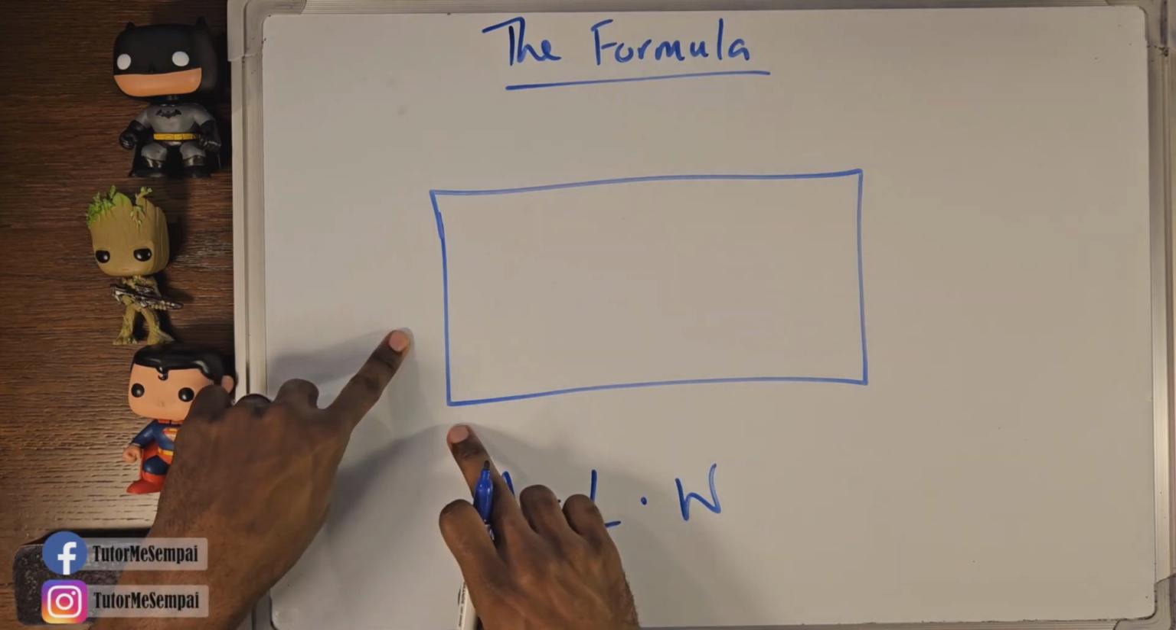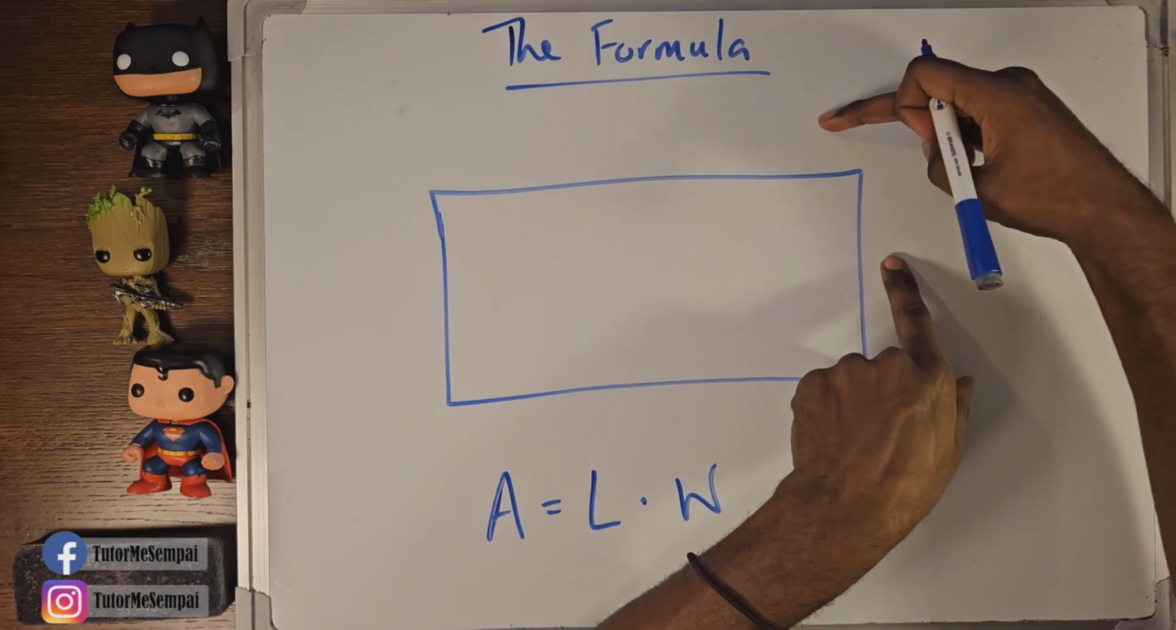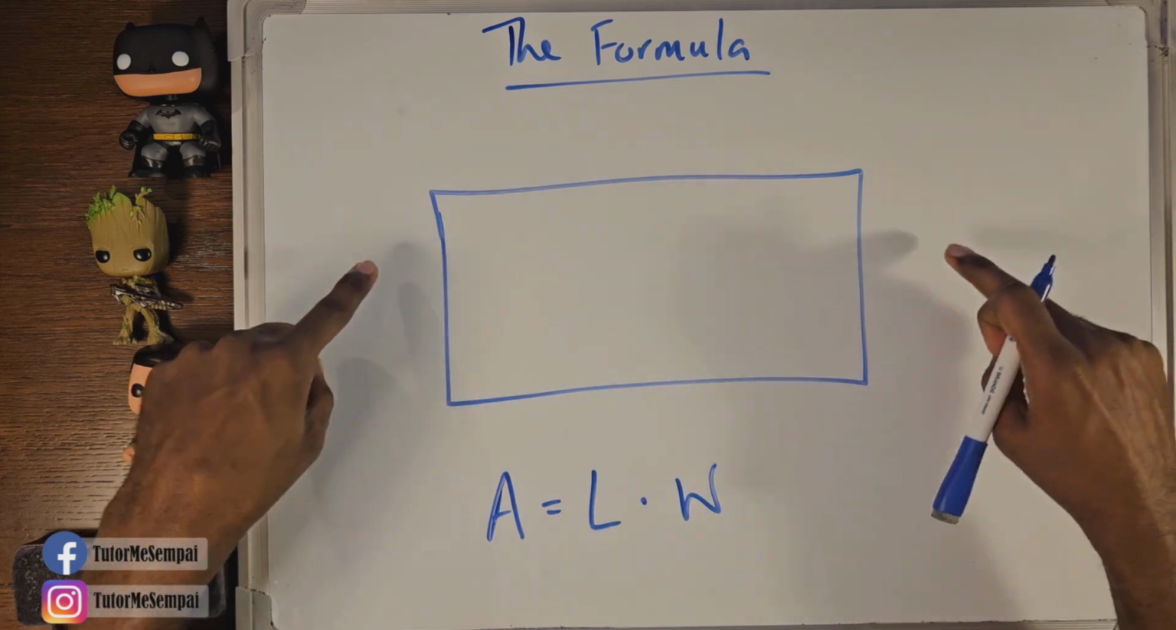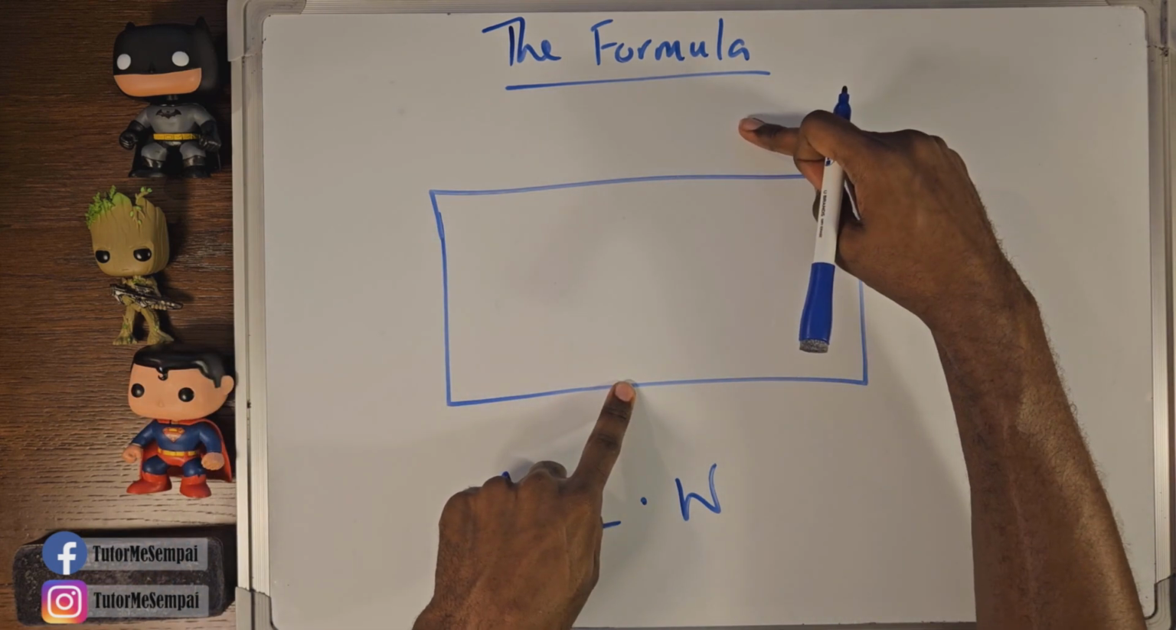So these sides are next to each other. These sides are next to each other. And these sides are next to each other. These sides are not next to each other. And these sides are not next to each other.